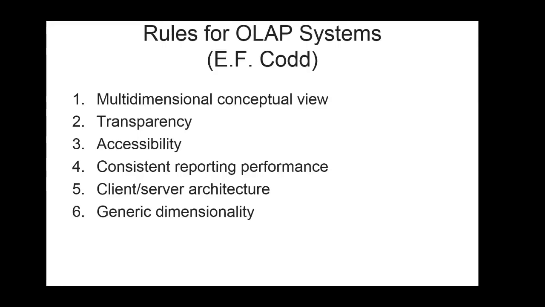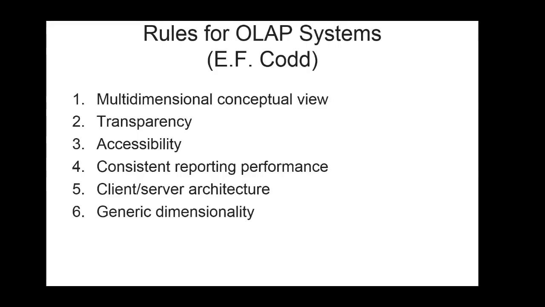Rules for OLAP systems could be as follows. Multi-dimensional conceptual view: users must be able to view the data in a multi-dimensional way, matching the way data appears naturally in an organization. For instance, a user can view data about the relationship between the data using the dimensions of parts, customer, location, sales rep, and time. Transparency: users shouldn't have to know how they are using a multidimensional database, nor need to know how to use a special tool to access the data.